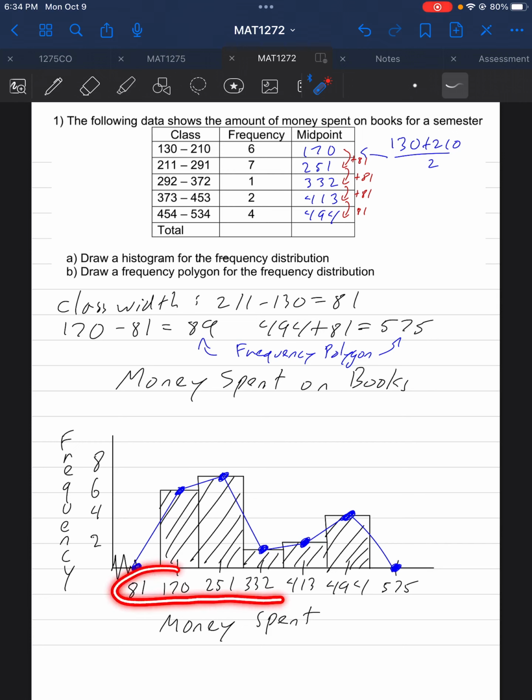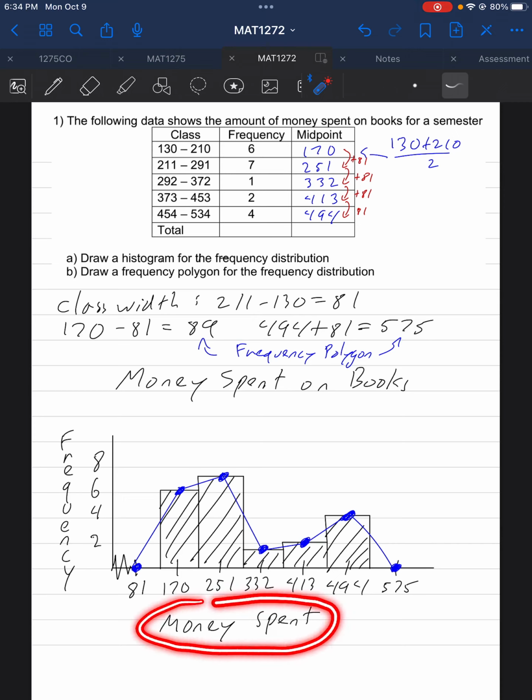And the next thing you need is a scale on the x-axis. And this is going to be the midpoints. Right, so since we're doing the polygon and the histogram, let's start our x-axis numbers with 81 and then increase it by the class width all the way up to 575.